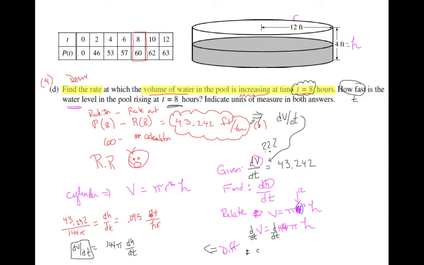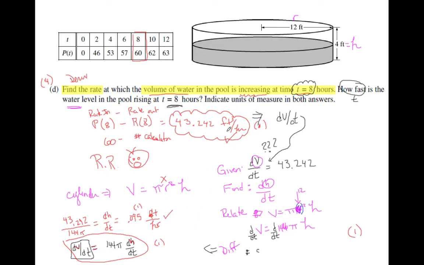Now plug in. What do we know dV/dt is? dV/dt is 43.242. You're going to divide that by 144 pi so that you get dh/dt by itself. And what is that equal to? 0.095. What? This is a rate of the height. So what is this in? Feet cubed? No, that's volume. Just feet per hour. Whoa.